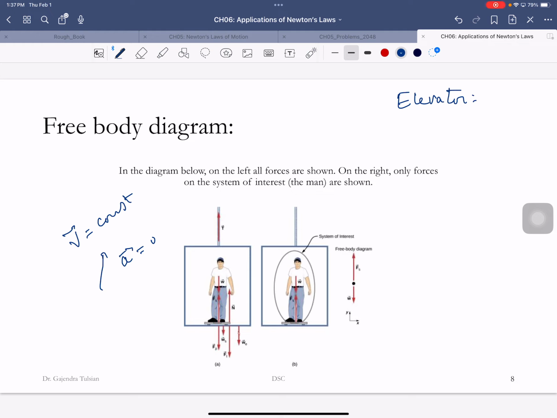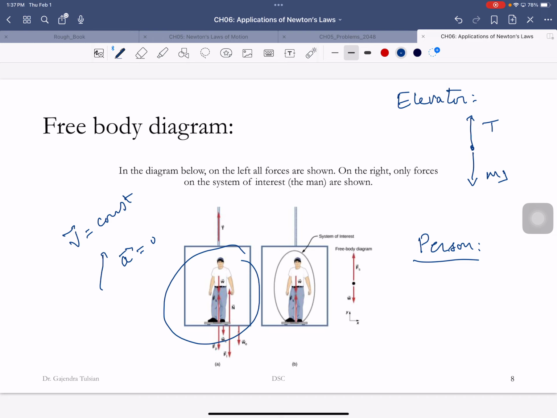So let's say you want to do the elevator. Again, what are we going to represent the elevator as? A point object. What are the forces on the elevator? There's a cable attached to the elevator, so that's applying a tension T. What other force is acting on the elevator? Gravity, the weight of the whole thing, mg. Let's do a free body diagram for the person.